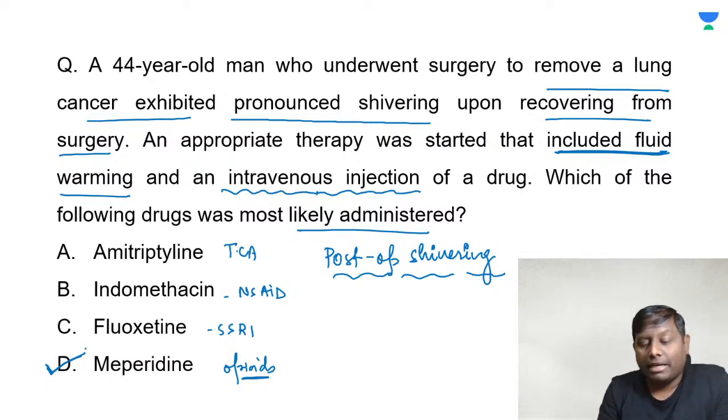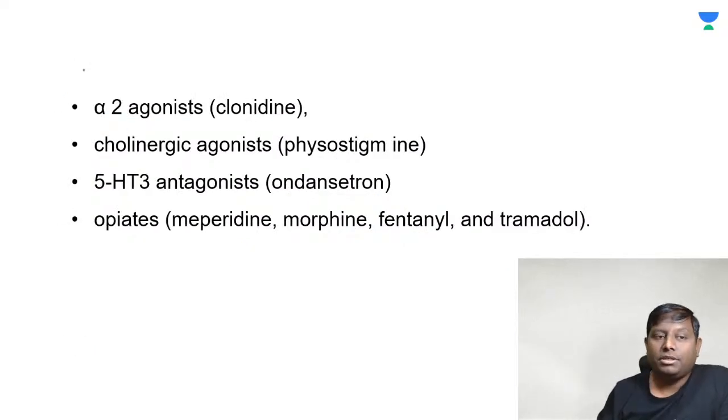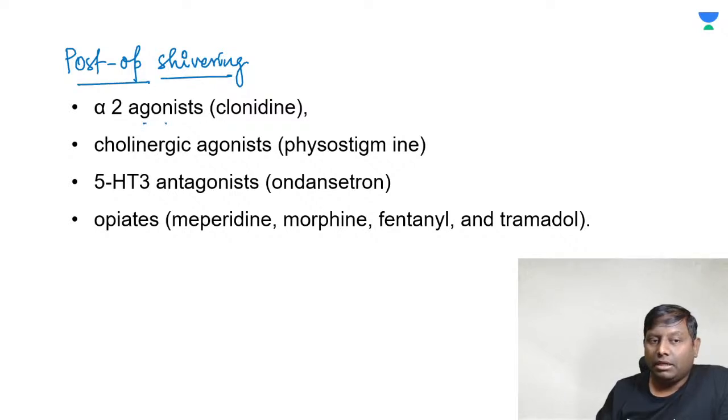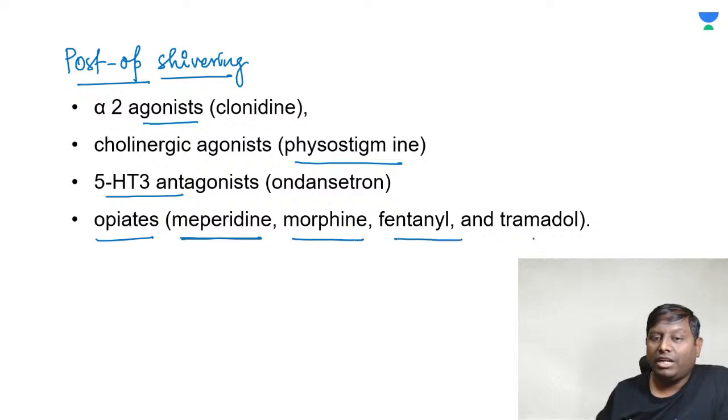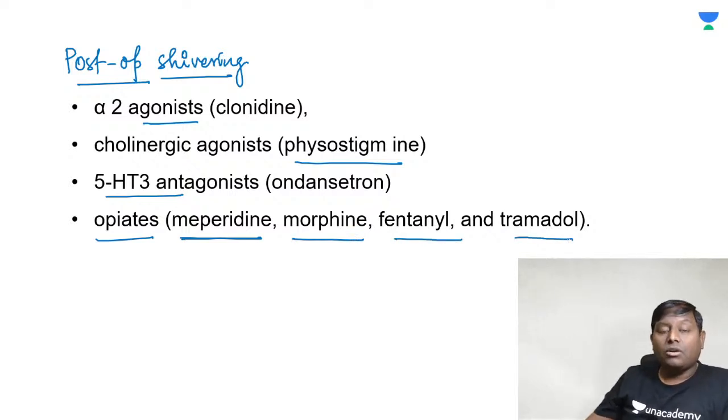What is the exact mechanism of action? Studies have shown that it is not well known, but they are telling that drugs like meperidine, drugs like clonidine are effective for post-operative shivering. So as I was telling, for post-operative shivering, you have alpha 2 agonists like clonidine, right? Physostigmine, a cholinergic agent, ondansetron, and opioids like meperidine, morphine, fentanyl, tramadol. These are the opioids that are also effective.